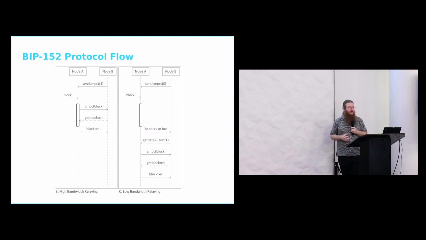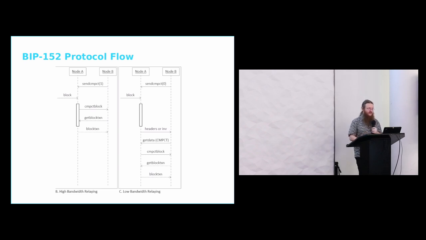The low bandwidth mode of compact blocks works similarly, except the validation is not deferred with it, so you have to validate before participating. And just like the original block transmission, you send an announcement. You say, I'd like to send you a block, would you like it? And then you respond, yes, please send me the compact block. So this adds an extra round trip time, but it uses less bandwidth.